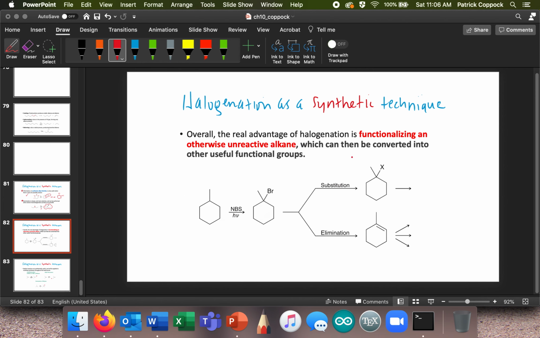Okay, so the real advantage of halogenation, and here's the big deal, is to take something that is not functional, right? So if it's just an alkane, we don't have any functional groups on there at all. And there's really not much we can do with it. Okay, so if we brominate it, all of a sudden we put a functional group on there. Now there's a ton of things you can do with a haloalkane, right? You can substitute, you can eliminate. After you eliminate, you can just do all kinds of things, right? So that's important to appreciate that the main purpose of halogenation, as far as we're concerned, is functionalizing an otherwise unreactive alkane.